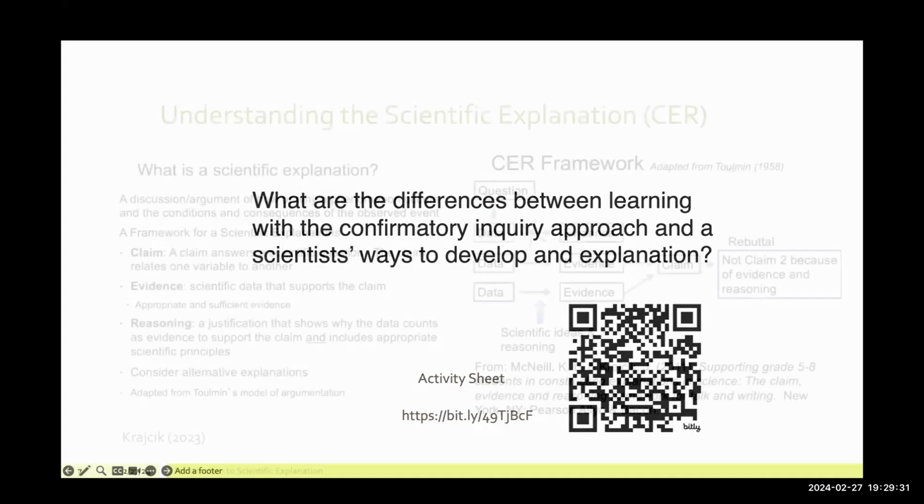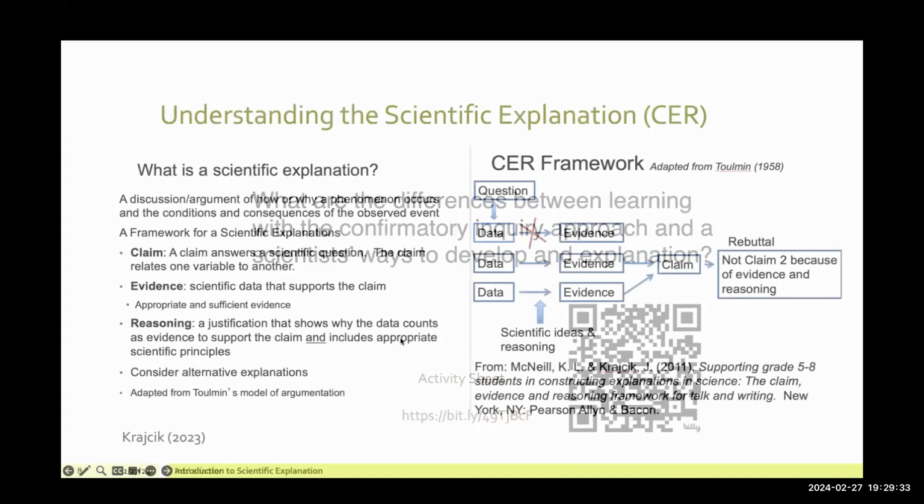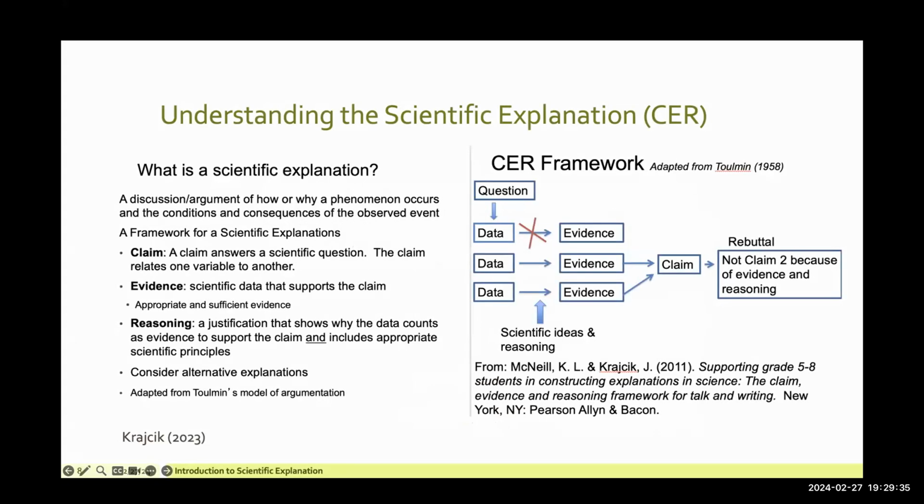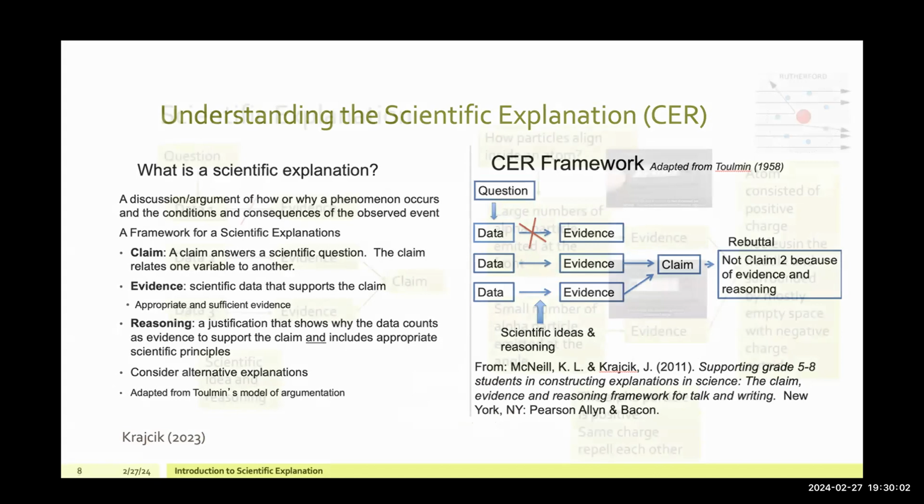So the scientific explanation is to discuss an argument of how or why a phenomenon occurs, and it is divided into a claim, which is the answer to a scientific question. The claim relates one variable to another. It contains evidence, which is the scientific data that supports the claim, and the reasoning or a justification that shows why the data counts as evidence to support the claim and includes the appropriate scientific principles.